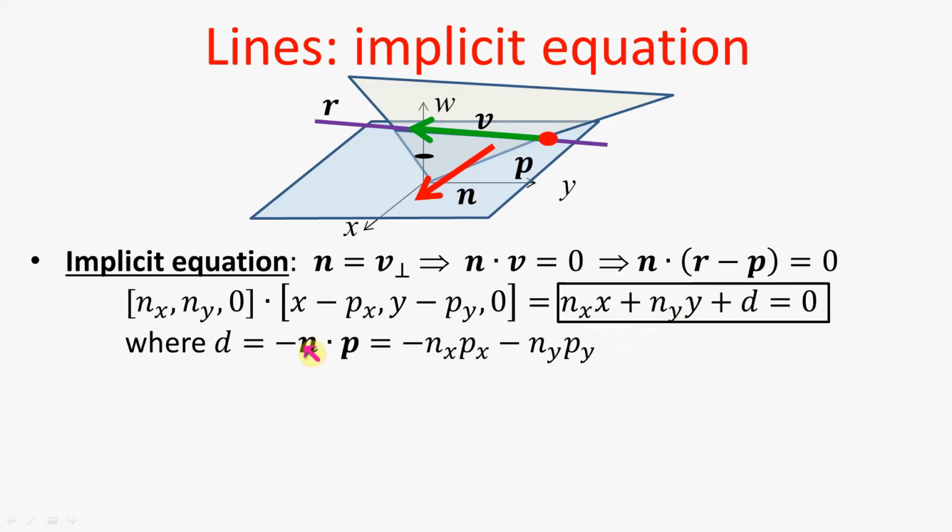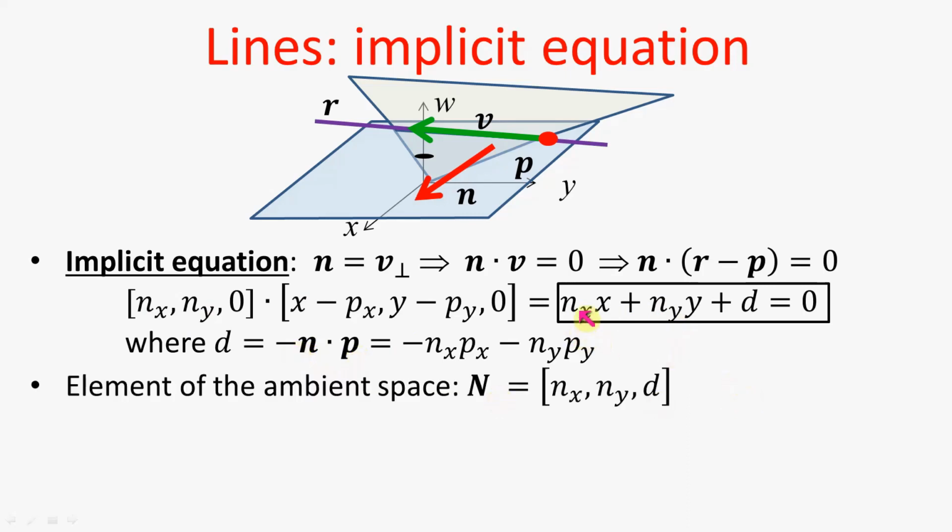And the third component is just the dot product of the normal vector and p, the starting point of the motion, multiplied by -1. So a line can be identified by three parameters, the two components of the normal vector and this d. So this triplet is in fact the line. Ambient space points are also triplets because we need three coordinates to identify a point in ambient space. So we can say that lines with these three parameters are also members of our ambient space.